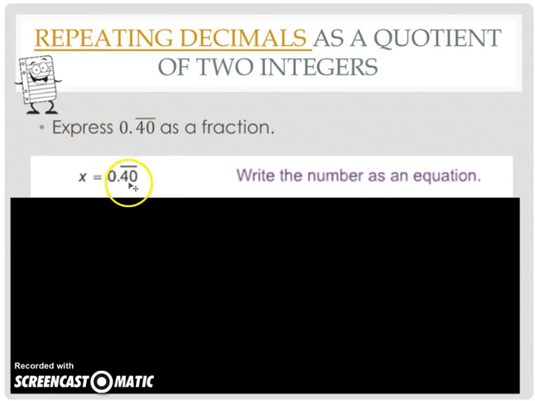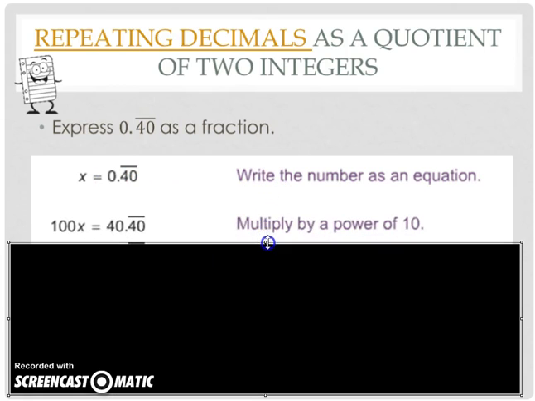The 40 is repeating. So this would be the decimal 0.404040. Your next step is to multiply by a power of 10, and in this case we multiplied by 100 because the repeating decimal was two place values. So we would multiply by 100, the two zeros, because there's two decimal place values repeating. If there were 3 repeating, then we would multiply by 1,000. If there was one number repeating, then we'd multiply by 10.